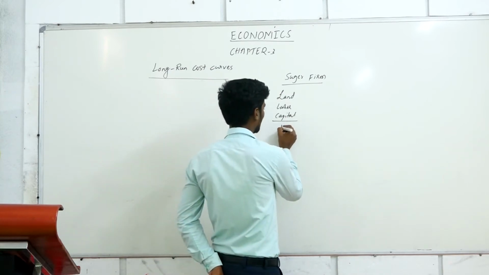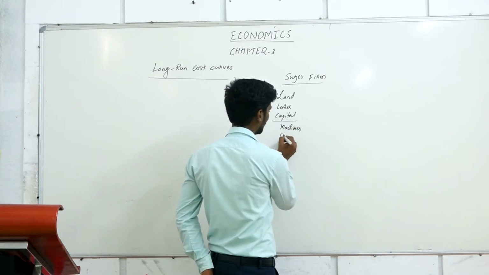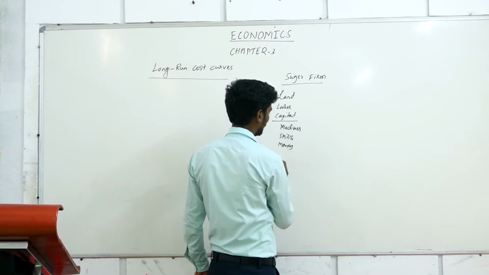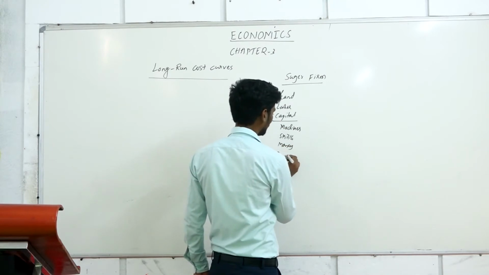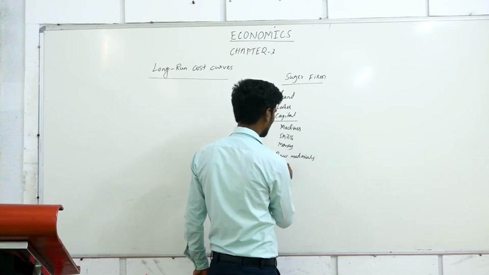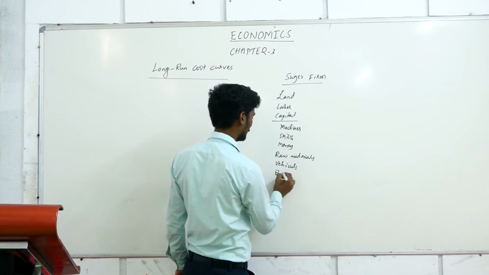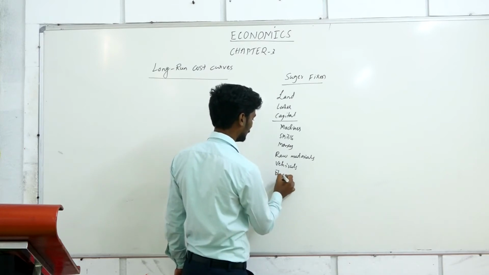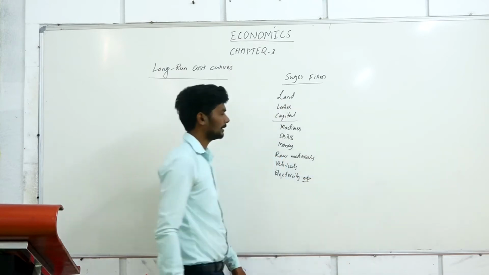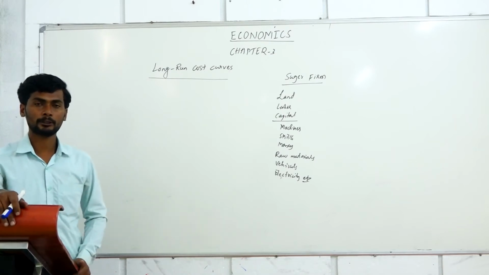See, you can see here: machines, skills, money, raw materials, vehicles, then electricity, etc. So these are some of the capital required to undertake production.